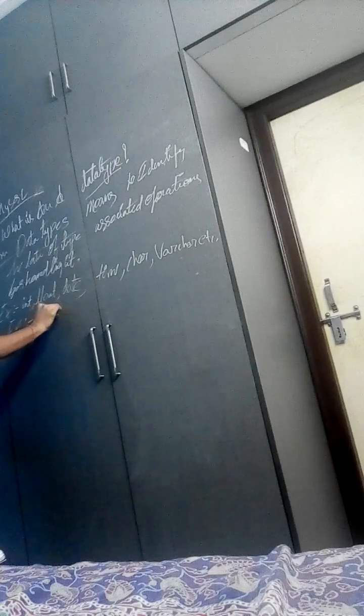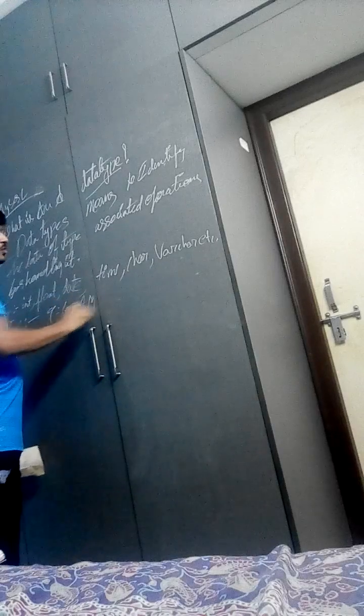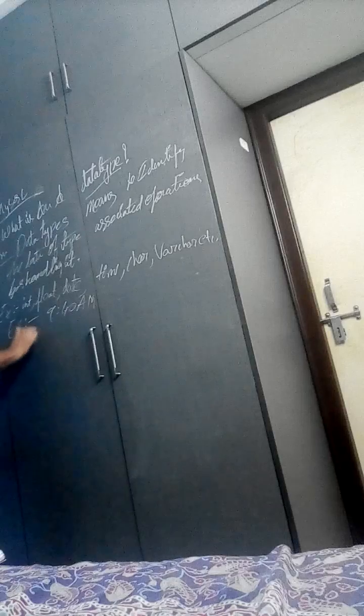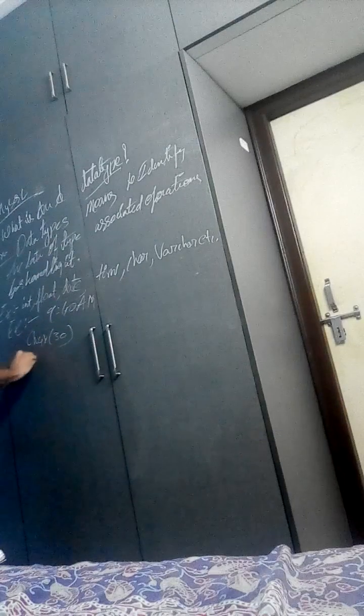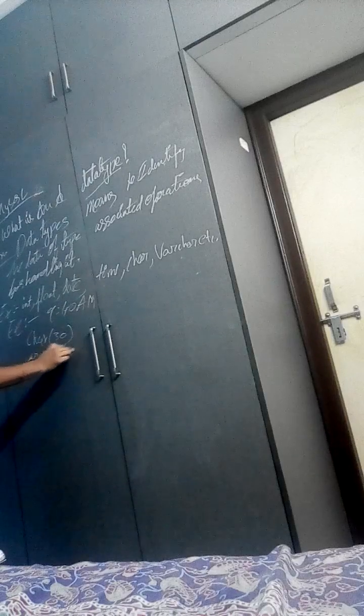And what is time? Suppose we take an example of time: 9:40 a.m. Okay. Character: char 30, and varchar 56. Okay.